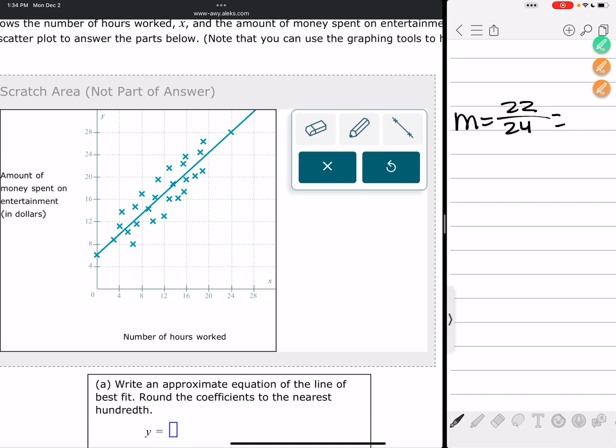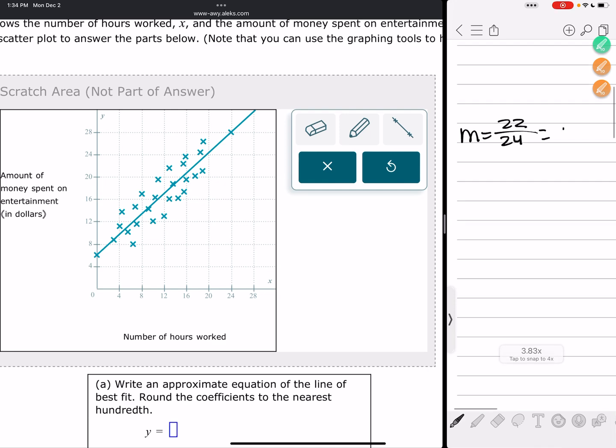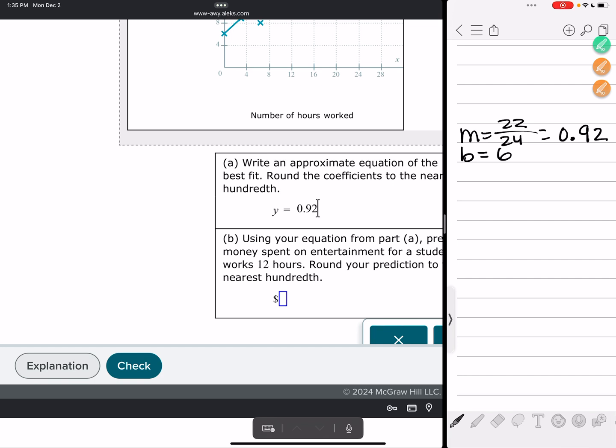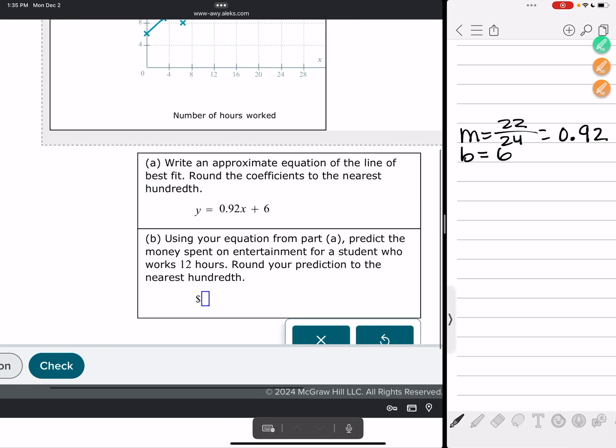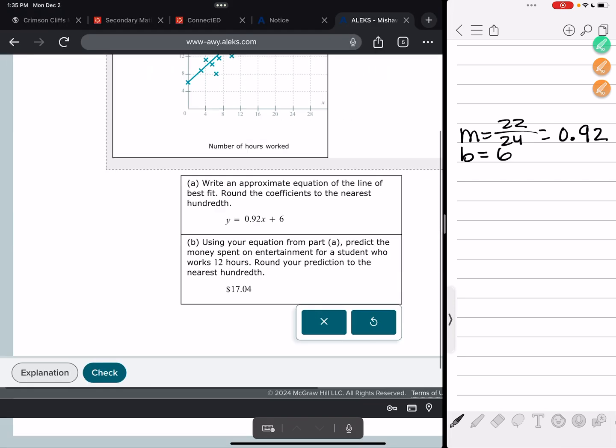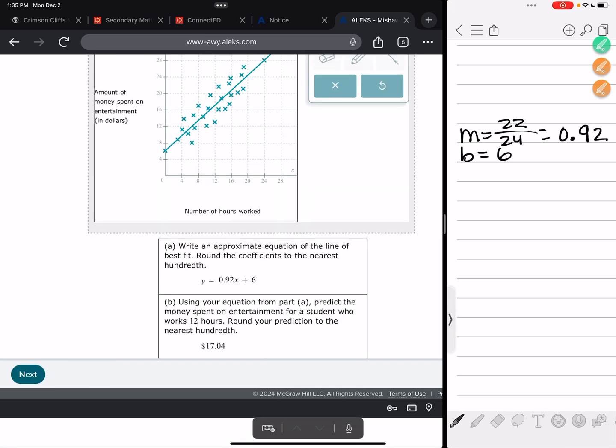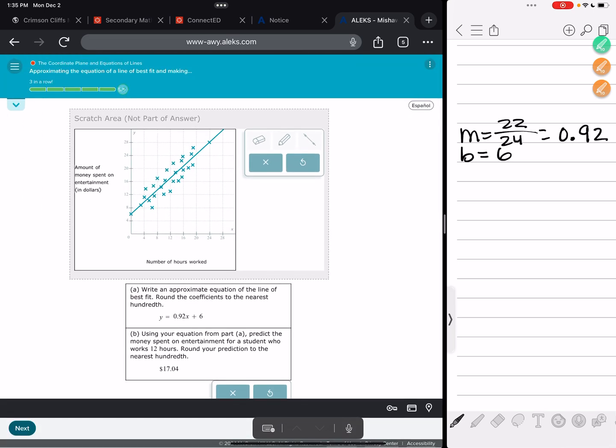So it's 22 divided by 24, which when rounded to the second decimal place, or the hundredths, is 0.92. My y-intercept was 6, so when I'm writing my equation, I go 0.92 times x plus 6. Then for this last part, I'm going to plug 12 into my equation, so I go 0.92 times 12 plus 6, which gets me 17.04, which we can check. And that's how you can compute or approximate the equation of line of best fit.